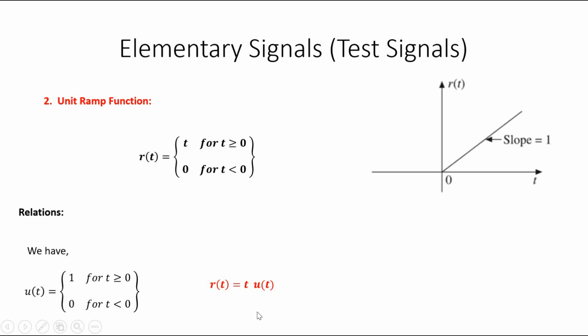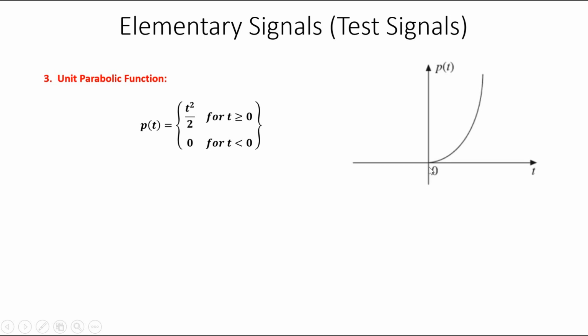Next, suppose you are differentiating r of t. Differentiating r of t means d by dt of t here and d by dt of 0 there. d by dt of t is 1 and of 0 is 0, so it becomes u of t. So u of t is equal to d by dt of r of t, the differential of r of t. And in reverse we can write r of t as the integral of u of t. These are the relations between the ramp function and the step function.